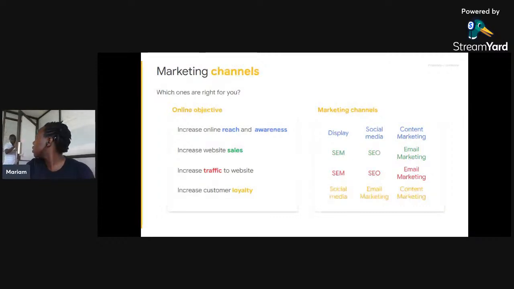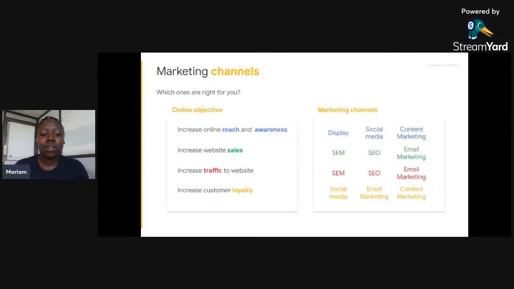So we shall use the example we have in front of us: online objectives and the marketing channels. If you want to increase online reach and awareness, you can see the channels: you can use social media, content marketing and display. If you want to increase website sales, you can use search engine marketing, SEO is search engine optimization, and then you can as well use email marketing.